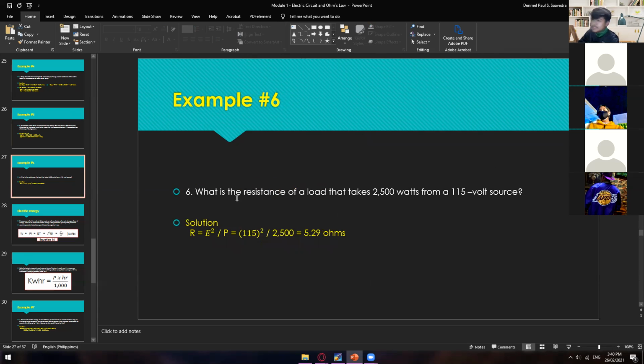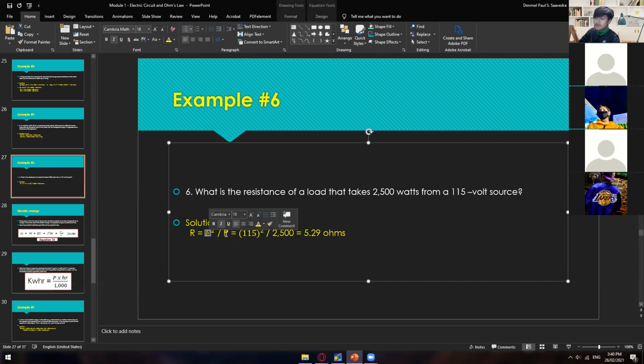It says here, what is the resistance of a load that takes 2,500 watts from a 115 volt source? This is just to show that you can solve R using the power and voltage source. We have a given voltage source of 115, and the other one is power, which is 2,500 watts. So just substitute it in here. Using this formula, E squared, so 115 squared divided by 2,500. Just put this in your calculator, then you will get this answer.